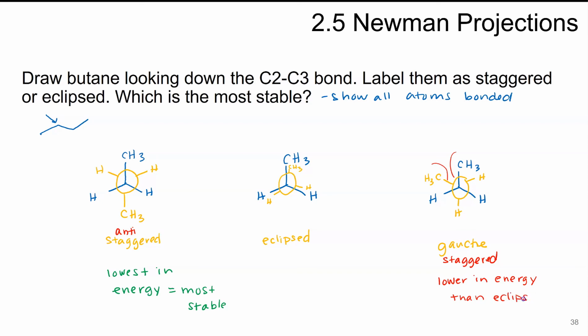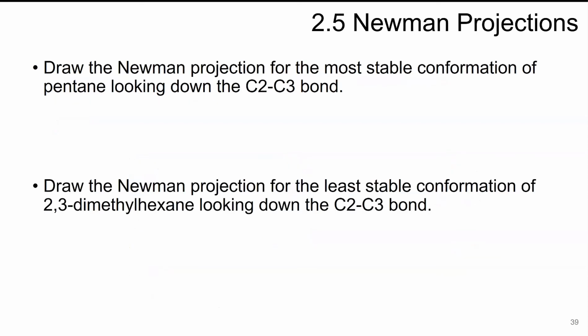So now we have the question of drawing a Newman projection for the most stable conformation of pentane, looking down C2, C3. So I'm going to start with drawing pentane, which is 5 carbons, looking down this bond. And we're drawing the most stable, which will be the anti-staggered. So I'll start with the front carbon, which has a CH3. It's got 2 hydrogens. So we don't show the bond here.